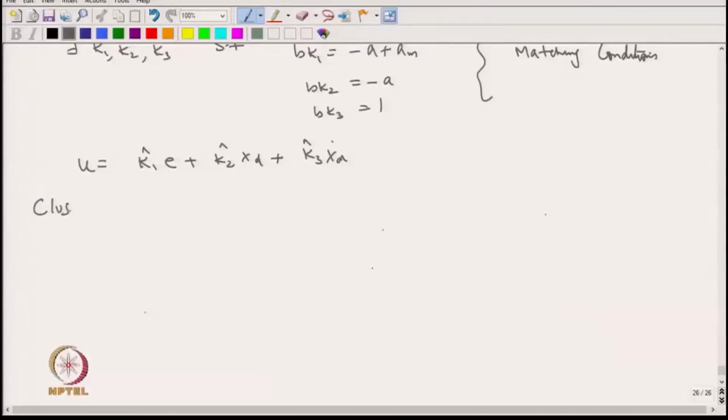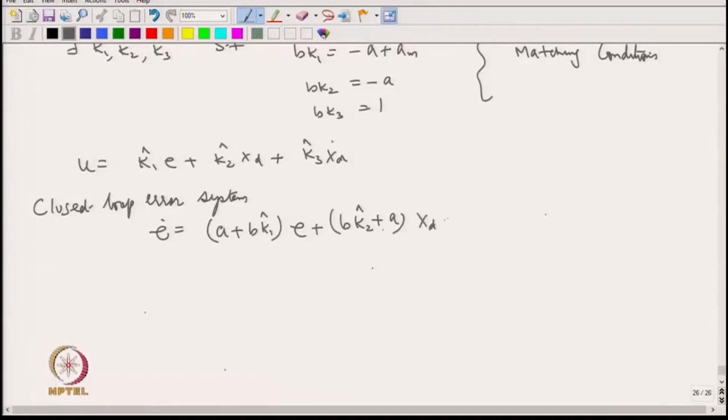So, the closed loop error system is given by E dot equals A E plus B. So, yes, (A plus B K1 hat) E plus B (K2 hat plus A) x d plus B (K3 hat minus 1) x d dot.